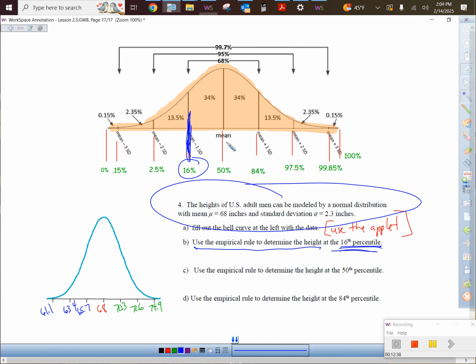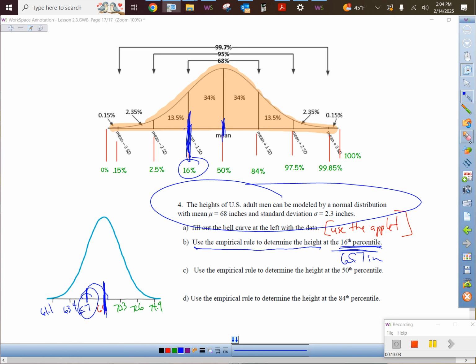Isn't he below the mean? How many tick marks? Here's the mean. How many tick marks did I move to get here? 1 tick mark below. We'll use our graph right here. Isn't 68 the mean? If you go 1 tick mark below, what is the average height of somebody in the 16th percentile? 65.7 inches in that one.